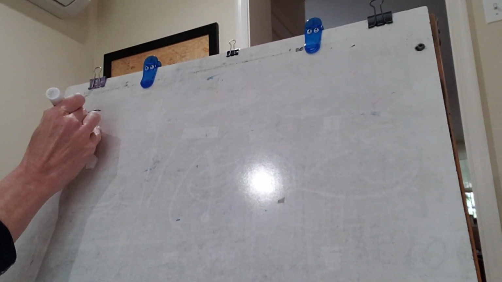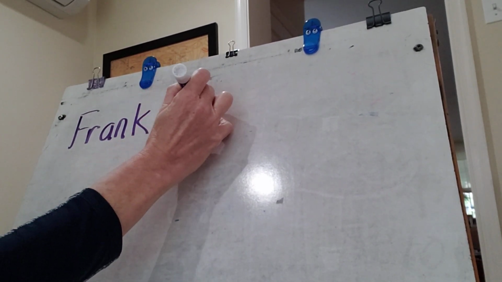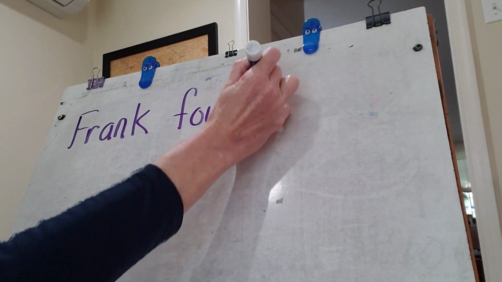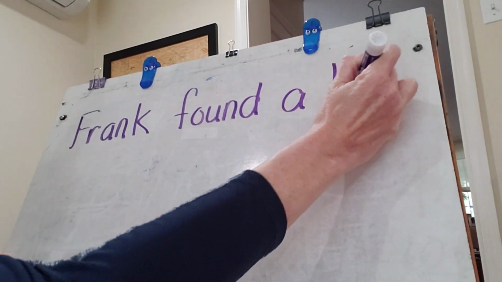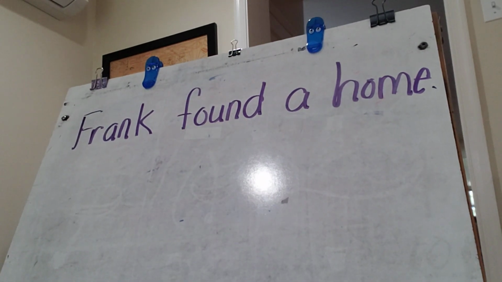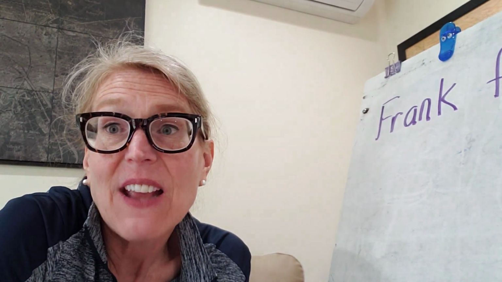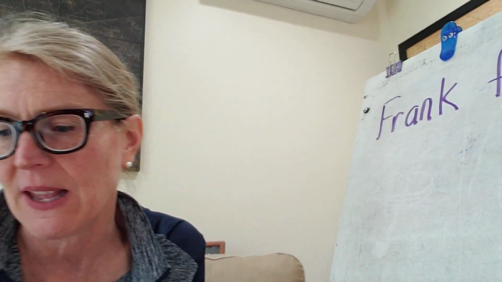It's a little different than a telling sentence, because a telling sentence would be, Frank found a home. That's a good telling sentence. So let's take a look at that. I'm going to write it on my board here. Frank found a home. Okay, that tells me something. That tells me Frank found a home. That's a telling sentence, right? That tells us something.